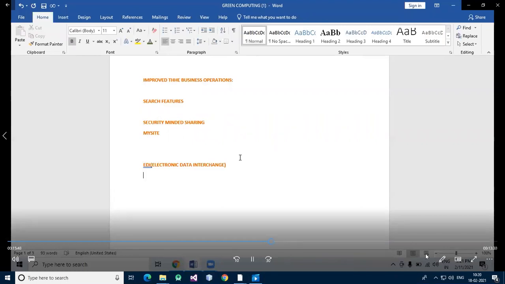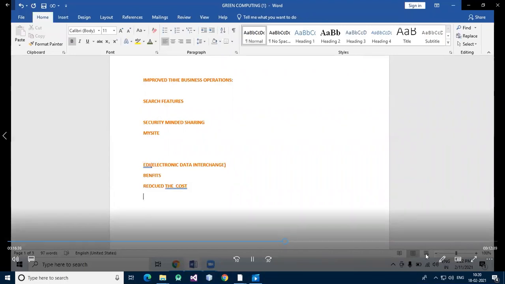Here are some benefits of EDI over paper-based business documents. Reduced cost, reduced errors, increased staff efficiency, a secure environment, increased processing speed, and improved relationships between business partners.